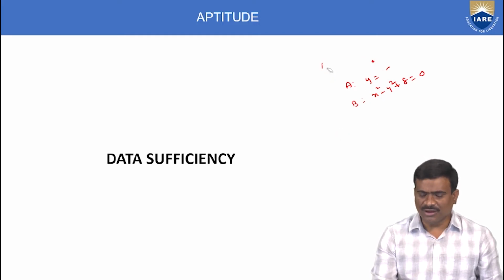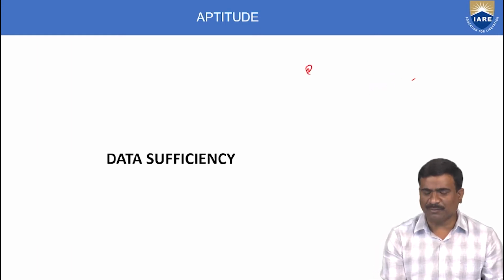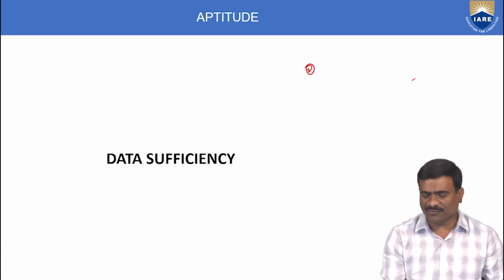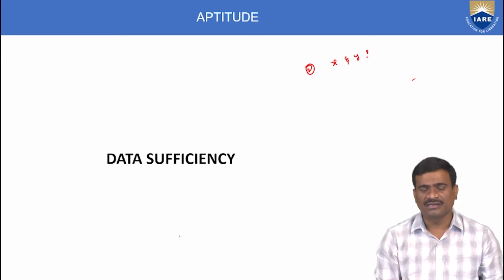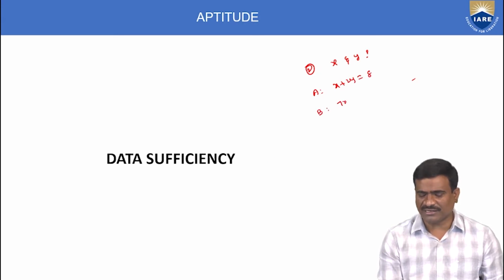Similarly, example number 2, a concept of the topic. Find the values of x and y. Statement A, x plus 2y is equal to 8. Statement B, 7x plus 3y is equal to 6.